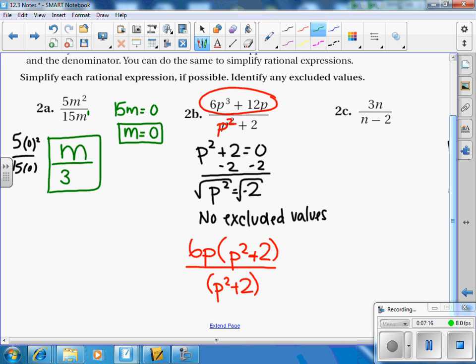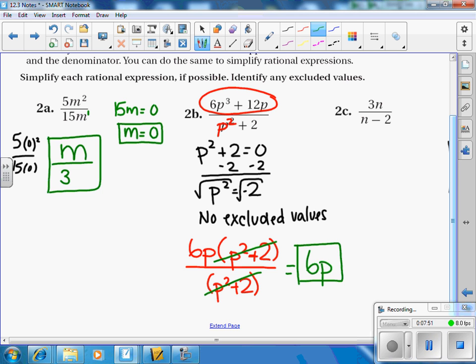And the awesome thing about this simplifying stuff is it's kind of like a puzzle. You should, for the most part, always have something to cross off. Chances are, if you don't, then it's a really easy problem, or you didn't factor something completely. So we can see that on the top and the bottom here, we both have a p squared plus 2. So because everybody's multiplying, I can cross those guys off. And all I'm left with is 6p. And that's the simplified form of that rational expression.